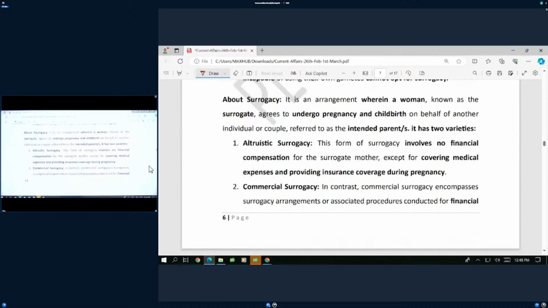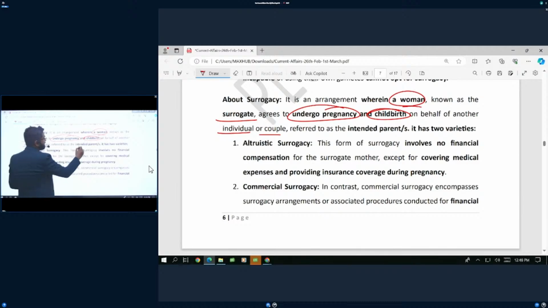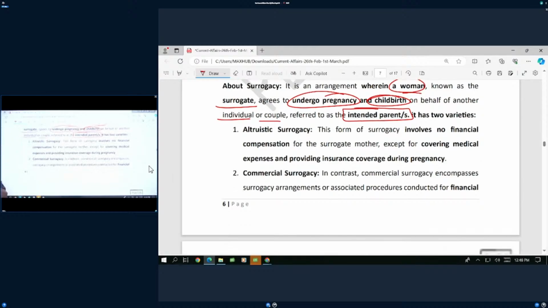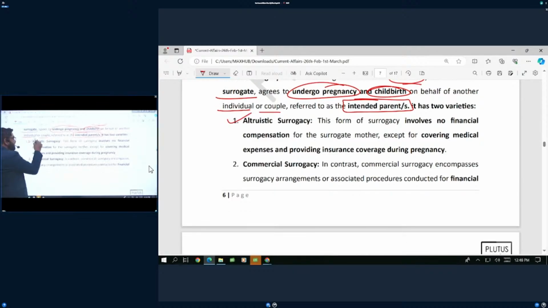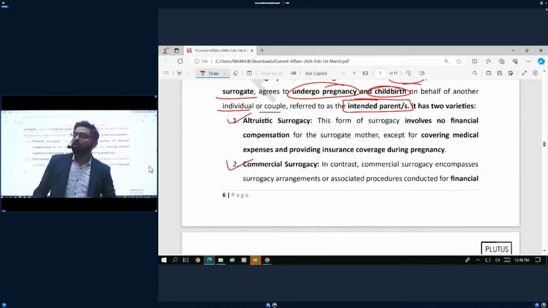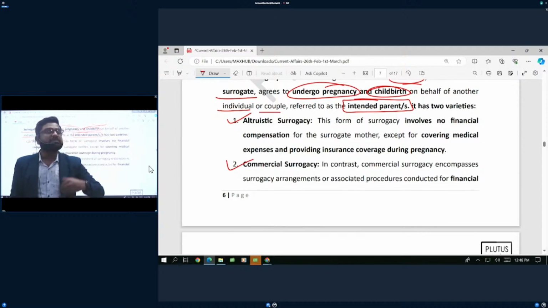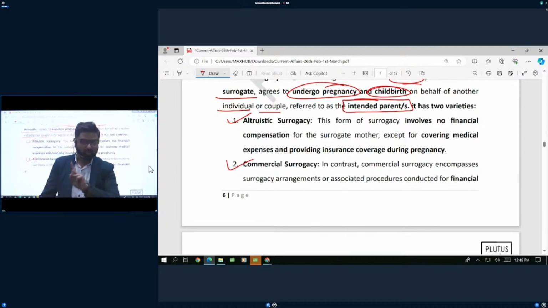Surrogacy, I told you, it is an arrangement in which a woman known as surrogate agrees to undergo pregnancy and childbirth on behalf of another individual or couple, referred to as intended parents. There are two varieties of surrogacy. One is known as altruistic surrogacy, another is known as commercial surrogacy. Altruistic means when some woman goes as a surrogate for someone for altruistic purposes, not money purposes.